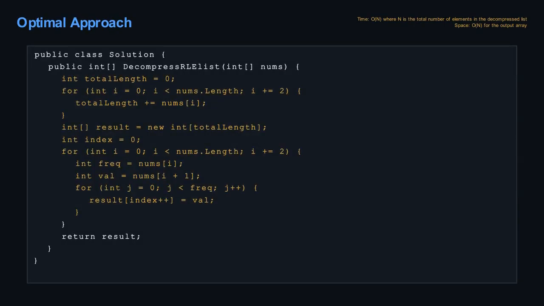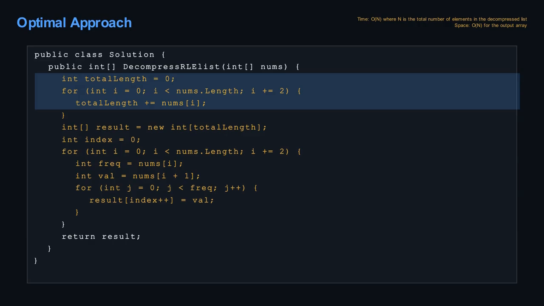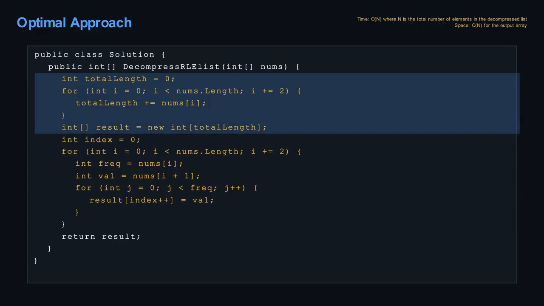The key insight for optimization here is that we can determine the exact size of the final decompressed array before we even start filling it. Instead of using a dynamic list that might resize multiple times, we can pre-calculate the total length. First, iterate through the input array, summing up all the frequencies. This sum gives us the precise size needed for our result array. Once we have this total length, we can declare a fixed size array of that exact dimension.